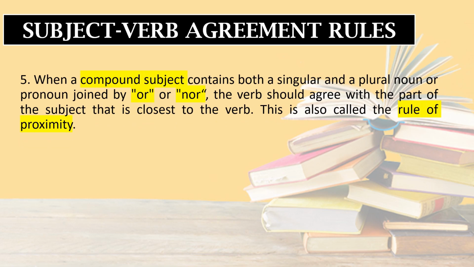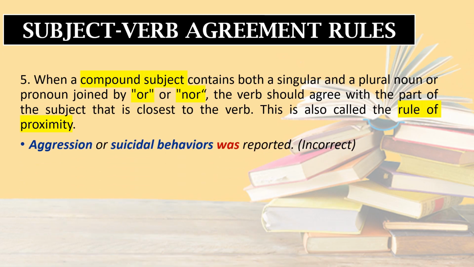Now let's move on to the next rule. When a compound subject contains both a singular and a plural noun or pronoun joined by or or nor, the verb should agree with the part of the subject that is closest to the verb. This is also called the rule of proximity. For example, aggression or suicidal behaviors was reported. Now our subjects here are aggression and suicidal behaviors. Aggression is singular. However, suicidal behaviors is plural. Now what should be our verb? Is it singular or plural?